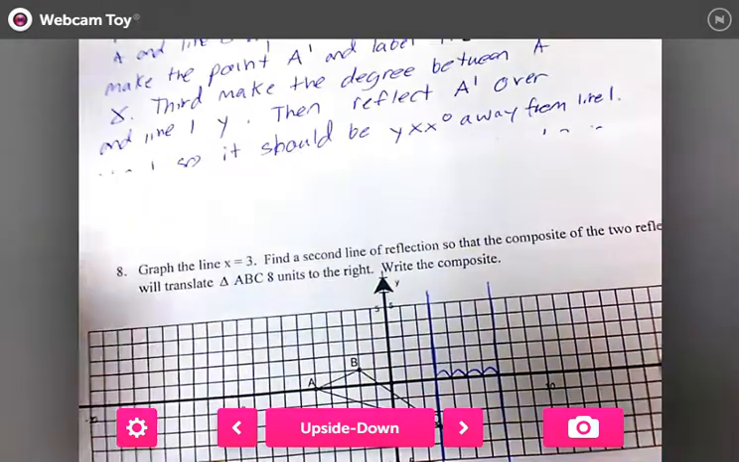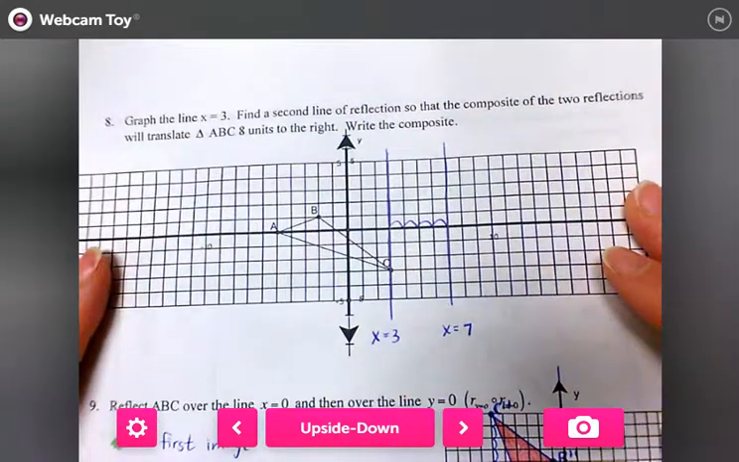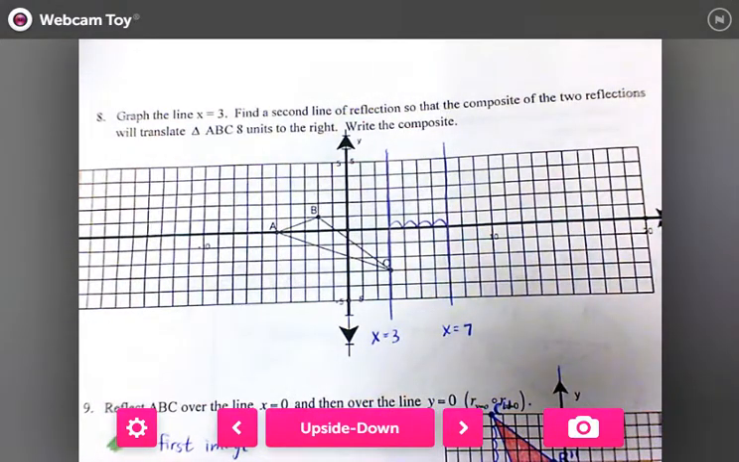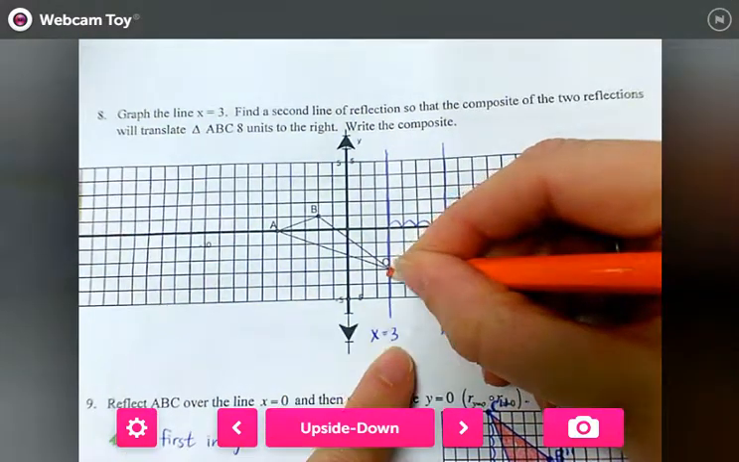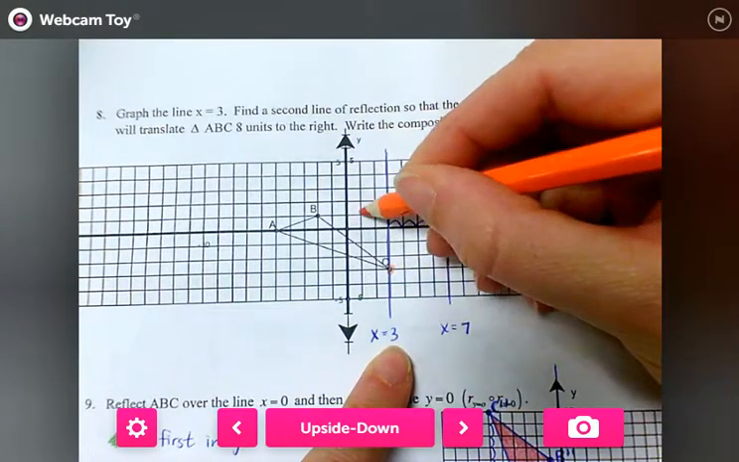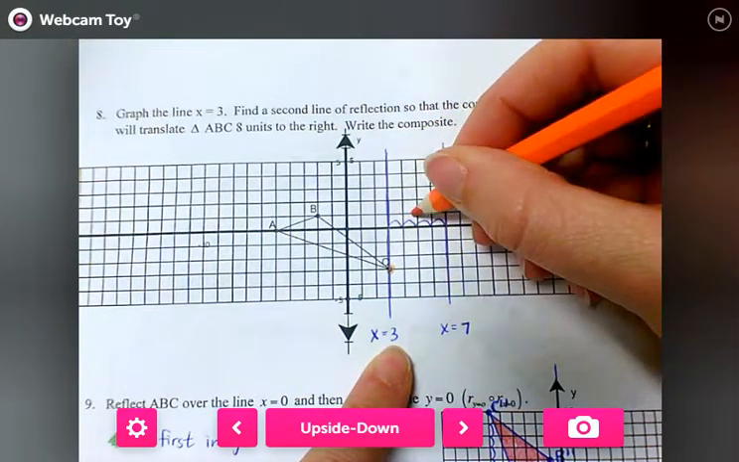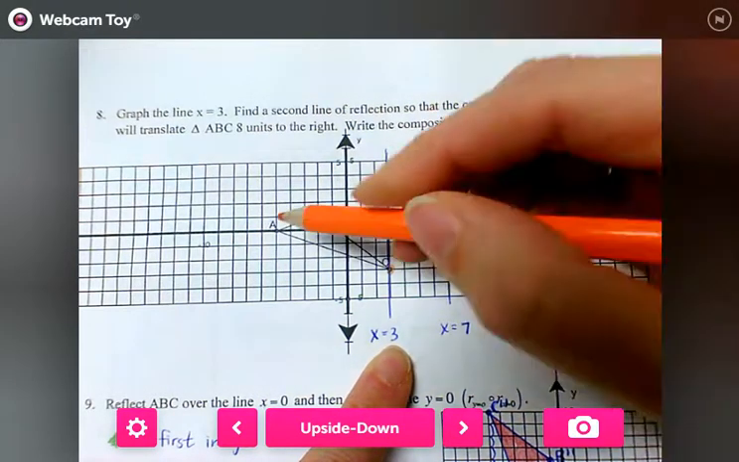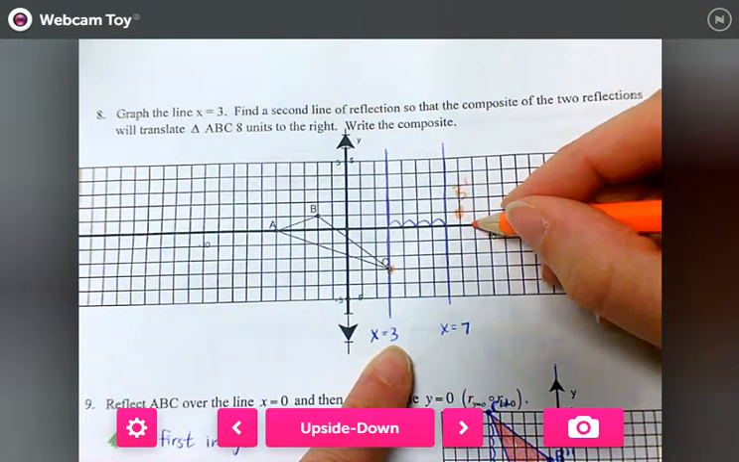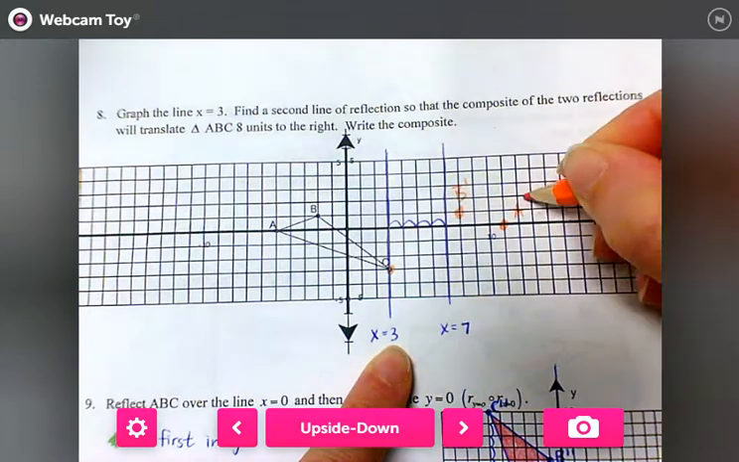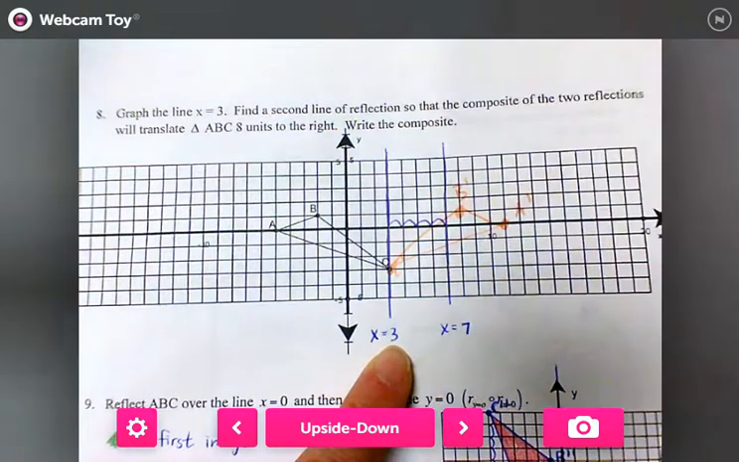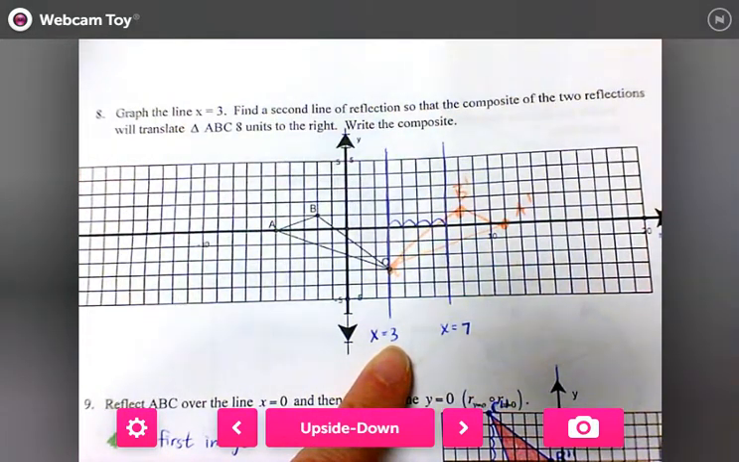Okay. The important thing about number 8, we need to find this second reflection. Now you literally can first reflect over x equals 3. This is 1, 2, 3, 4, 5 away. 1, 2, 3, 4, 5 away. There's B. There's my new B. A is 8 away. There's my new A. So here's my first reflection. Where am I going to go that it's translated 4 units away? I know I'm going to reflect it again.